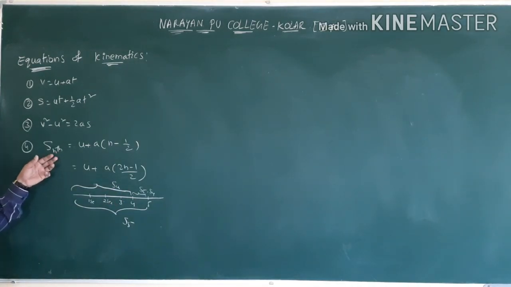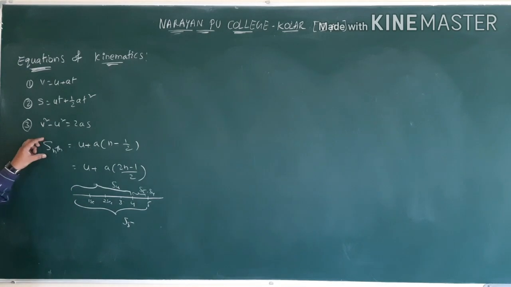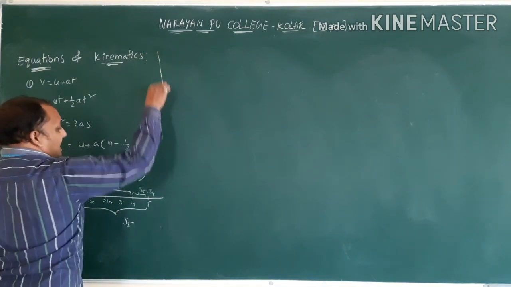Derivation is not required for you. If you do S5 minus S4, that becomes a big derivation. It is not required. You can directly remember the formula for distance traveled in the nth second. If you want the derivation, we will do it when we start competitive preparation.